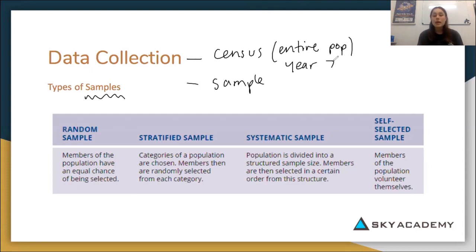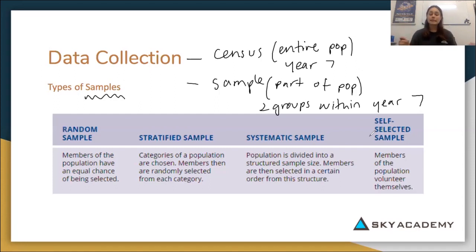Whereas a sample is only a part of the population. And so this could be, for example, 2 or 3 groups within the whole of Year 7. So that's the difference between census and sample. Census is an entire population that you're focusing on, and sample is just part of that population that you're going to focus on. So we're going to focus on sample because there are 4 different ways of sampling data.